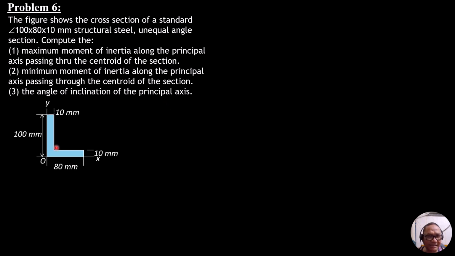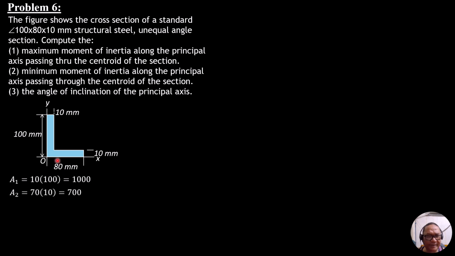So this is the given angle section. I'll divide the section into a vertical rectangle and this horizontal rectangle. So this is the dividing line, so that area 1 is this vertical rectangle, 10 by 100, and it is equal to 1000 square millimeters. Then the horizontal would be 70, 80 minus 10, so 70 by 10, and it is equal to 700 mm square. So the total area is 1700.